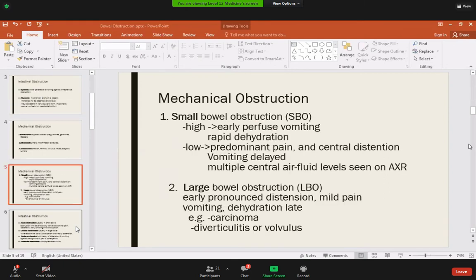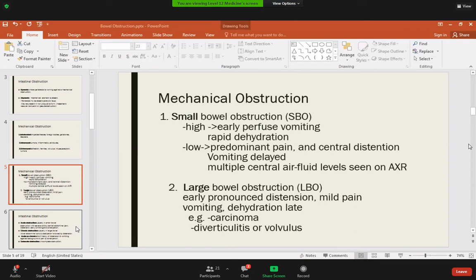Okay. The symptomatology tells us what is the type of obstruction. Usually we divide obstruction into small bowel obstruction or large bowel obstruction. Now, a small bowel obstruction is obstruction at the level of the jejunum or obstruction at the level of the ileum.